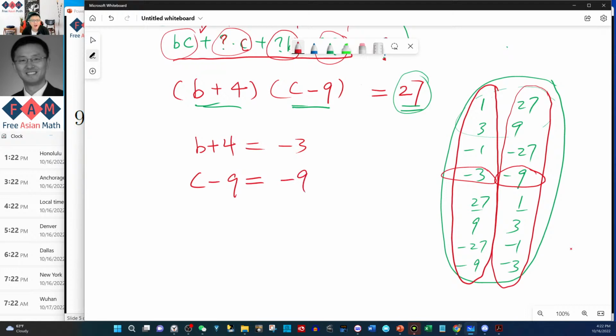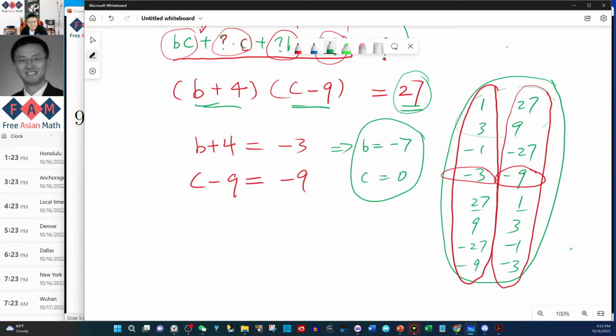So this is one of the 8 solutions, and this gives you, of course, B equals -7, and C equals, wow, C is 0. Nice, but it happens. So in this case, this is one solution. So you repeat this for all those pairs to get 8 pairs of solutions. You can write a table, but do whatever you want.